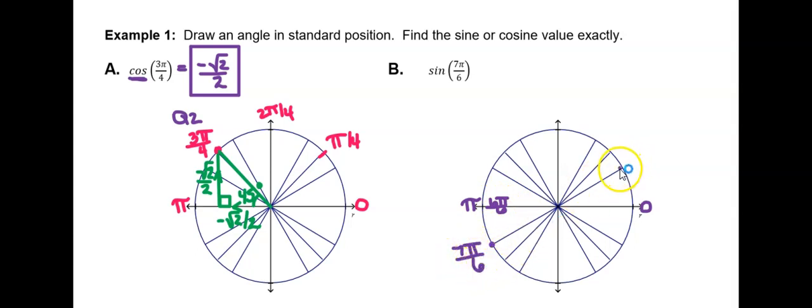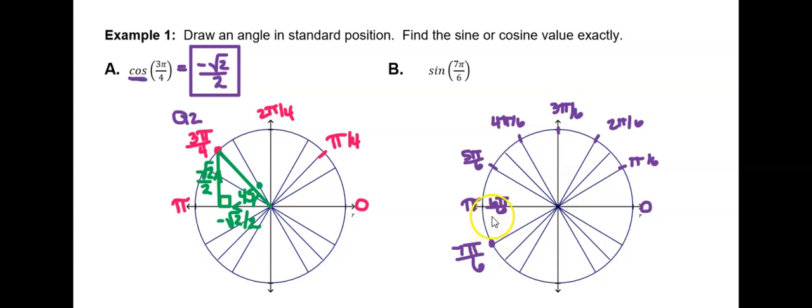So again, if you think about it, this was our pi out of 6, 2 pi out of 6, 3 pi out of 6, 4 pi out of 6, 5 pi out of 6, 6 pi out of 6 and 7 pi out of 6. So this is where we are going to land. This is going to be our terminal location.